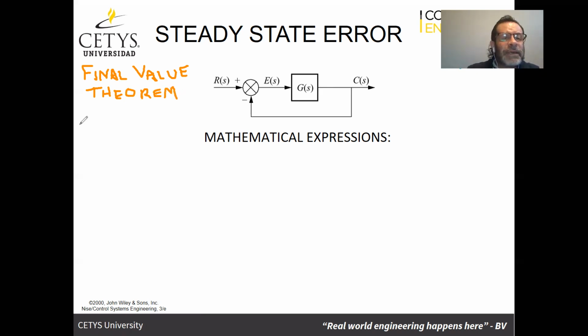The final value theorem says that if I want to know the final value of a function, which is basically the limit when t tends to infinity of a certain function, f of t, this is equal to f of infinity, which is the final value of f as t goes towards infinity.